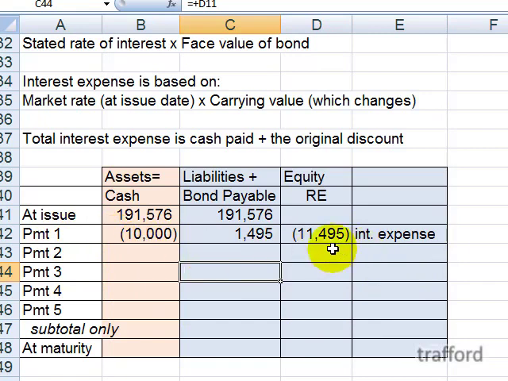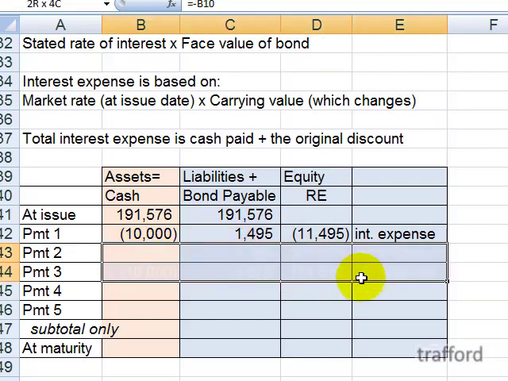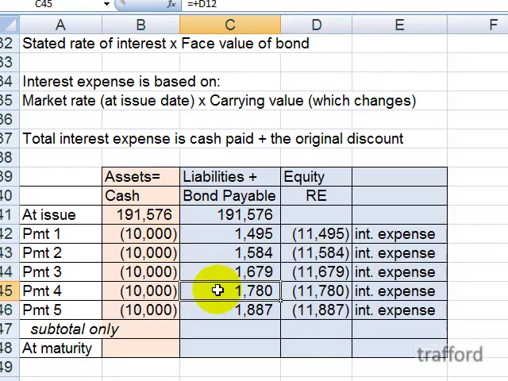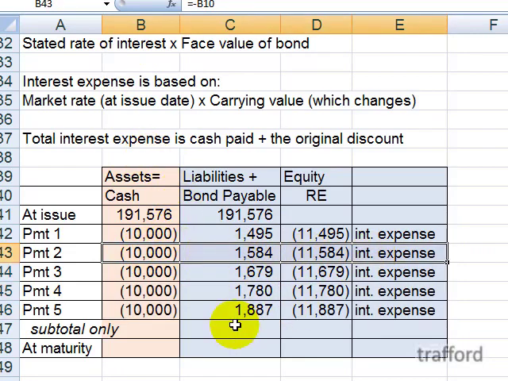We record $11,495 as interest expense, and that comes straight from the interest expense column of that amortization table. The balance in the bond payable account goes up by the difference, $1,495. That's our amortization of the discount, increasing the carrying value of the bond. For the next 4 payments, we do the same thing. At the end of each year, we go back to that original amortization schedule and do our accounting for the bond.